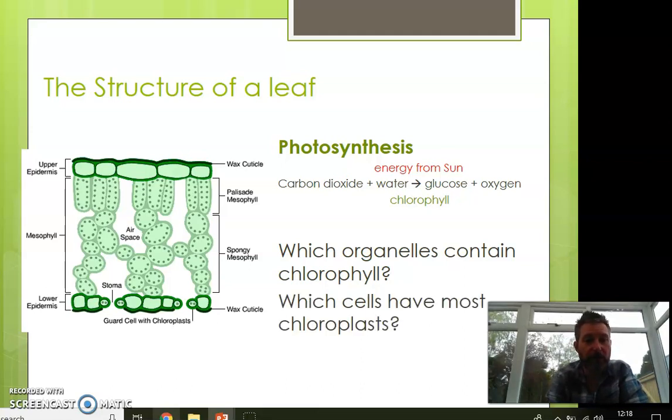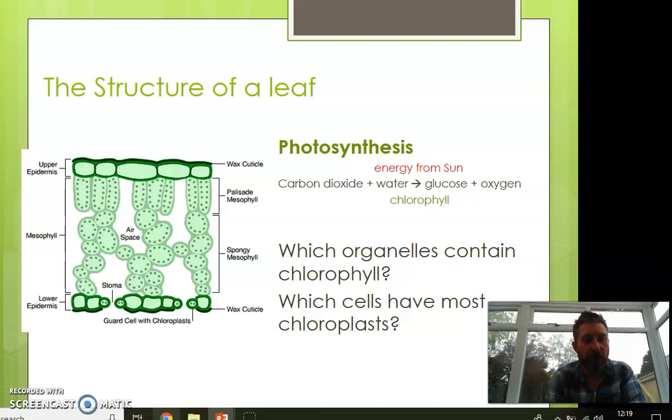So which cells have the most chloroplasts? If you look at the diagram, you'll see loads of dots in some of those cells, and the cells that contain the most chloroplasts are the ones at the top. Those are the palisade cells. And if you draw a plant cell, chances are the plant cell you're drawing is a palisade cell. That's the sort of typical, in inverted commas, plant cell that we draw. So, in that palisade cell, photosynthesis will take place.